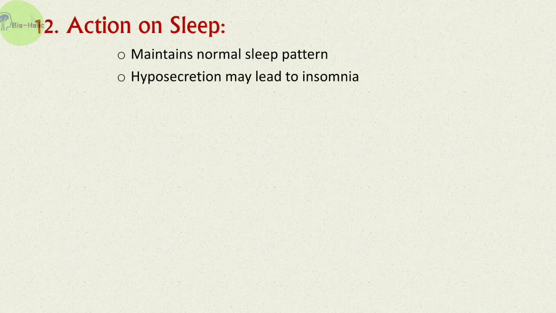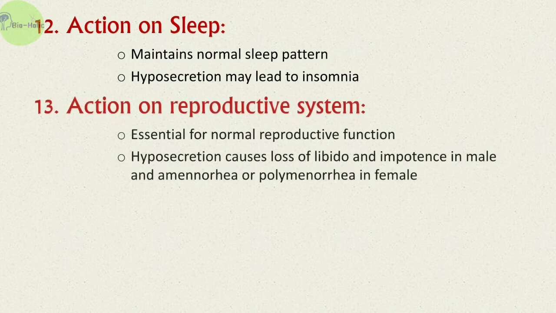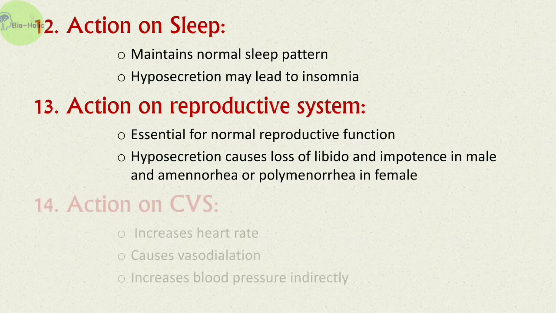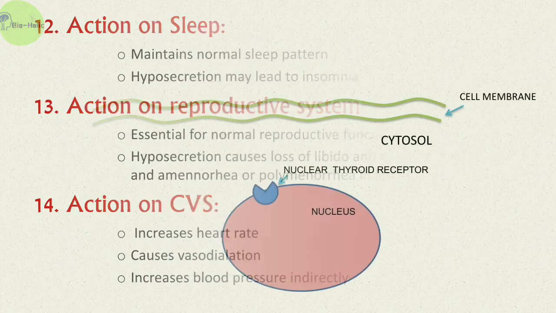Thyroid hormones are important to maintain normal sleep pattern. Hyposecretion may lead to insomnia. They are essential for normal reproductive function. Hyposecretion causes loss of libido and impotence in male, and amenorrhea or polymenorrhea in female. They are important to increase heart rate. They cause vasodilation. They increase blood pressure indirectly.